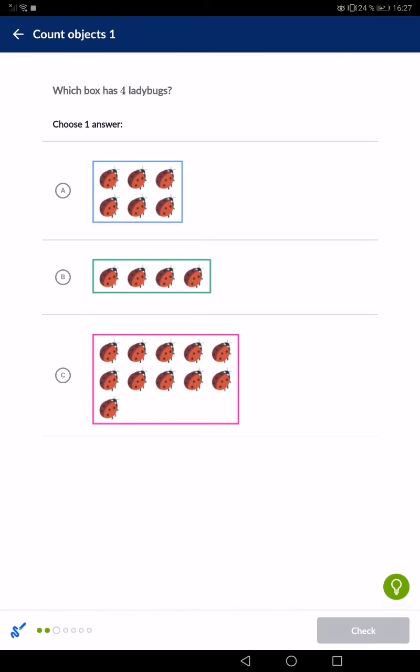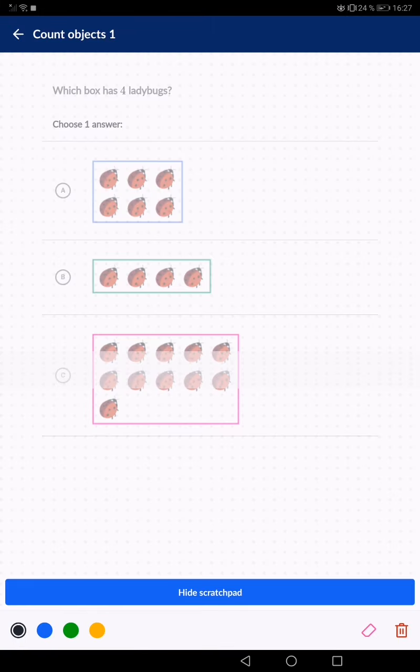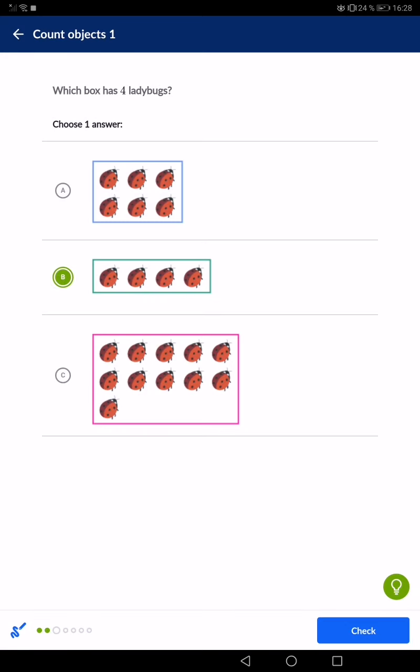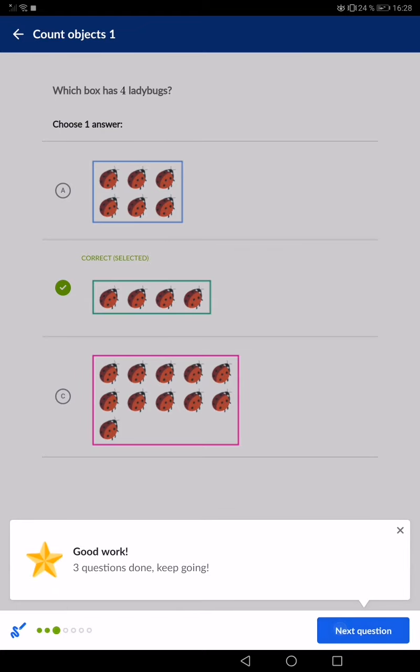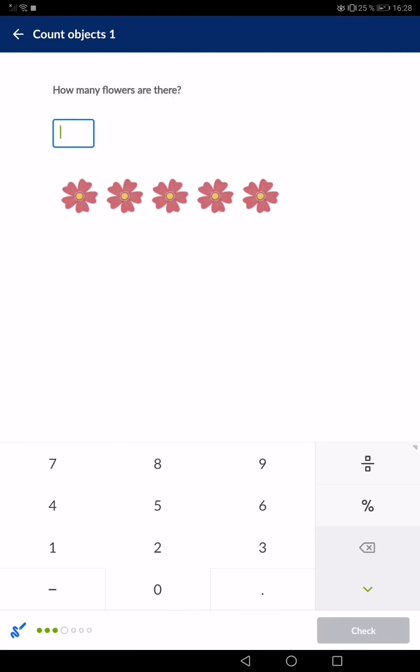Which box has 4 ladyboys? Okay, which box has 4 ladyboys? So you have 1, 2, 3, 4, 5, 6, 1, 2, 4 ladyboys are in here. Okay, how many flowers are there? 5.